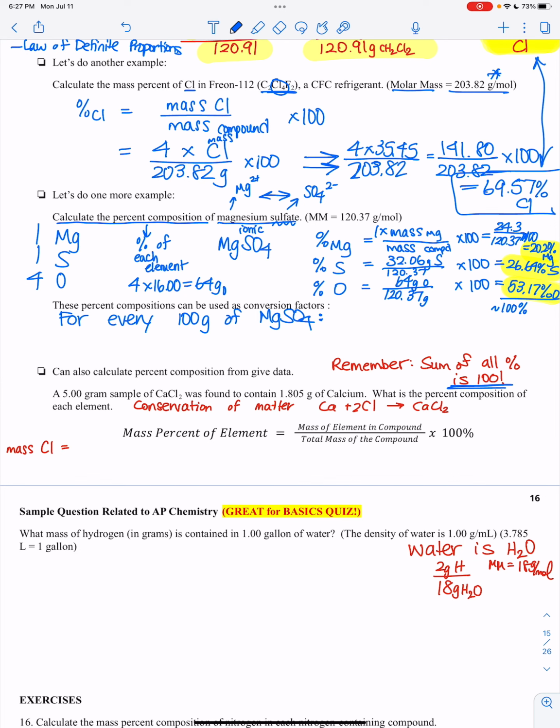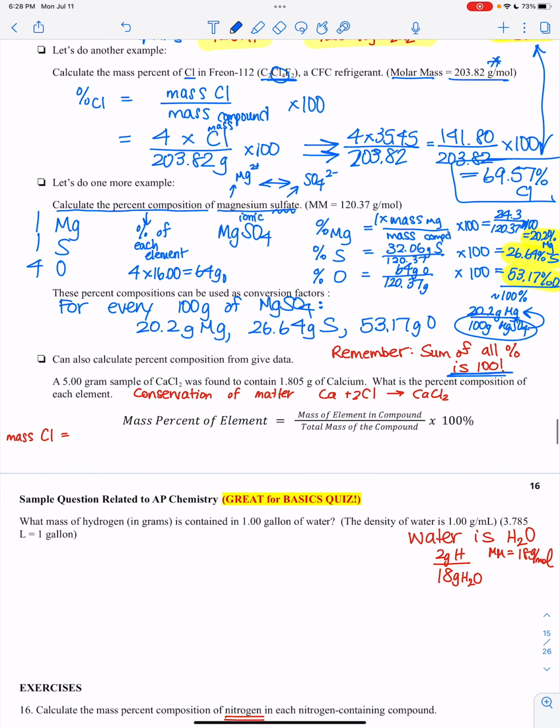These percent compositions can be used as conversion factors. I could say percentages, I could say grams. If I had 100 grams of magnesium sulfate, I would have 20.2 grams of magnesium, I'd have 26.64 grams of sulfur, and I'd have 53.17 grams of oxygen. And you could check the math here and you get the same percentages. And I could use that as a conversion factor. I could say for every 20.2 grams of magnesium, there's 100 grams of my magnesium sulfate. And so if I knew how many grams of magnesium sulfate I have, I could figure out how many grams of magnesium I have, kind of like its percentage.